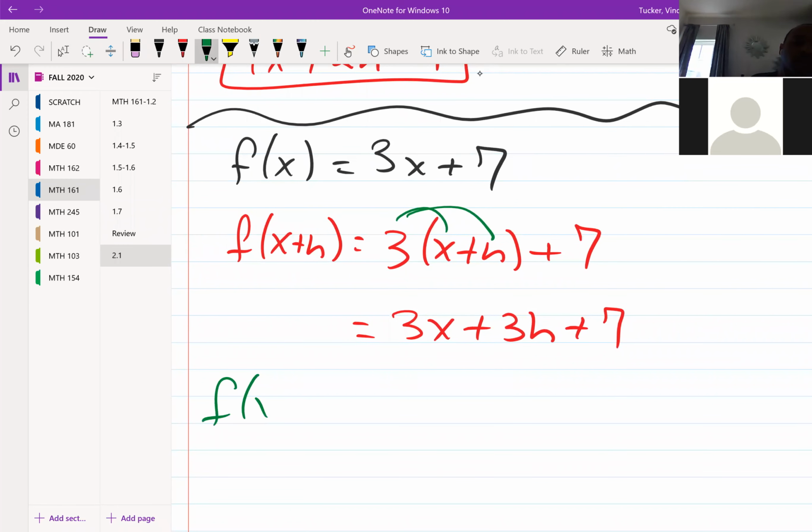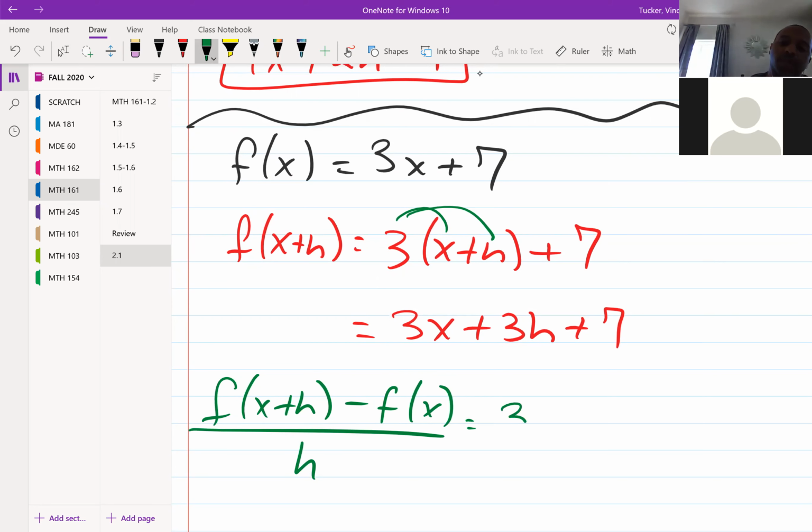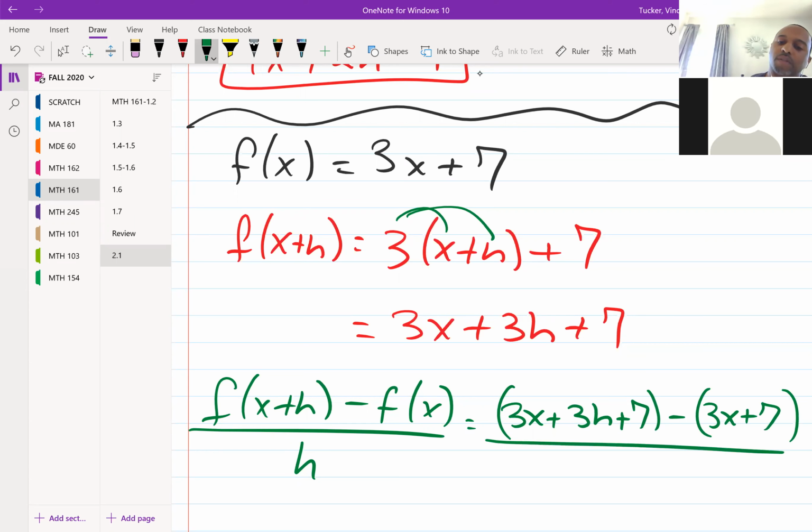The formula is f of x plus h minus f of x over h. So that's 3x plus 3h plus 7 minus 3x plus 7 over h. So once again, this right here is f of x plus h. This right here would be your f of x. Let me know if you have any questions before we keep moving.